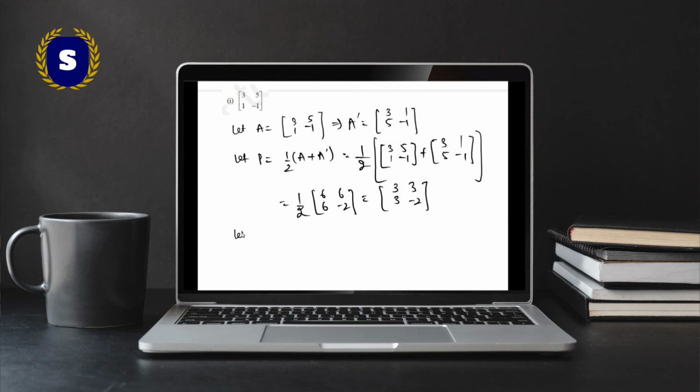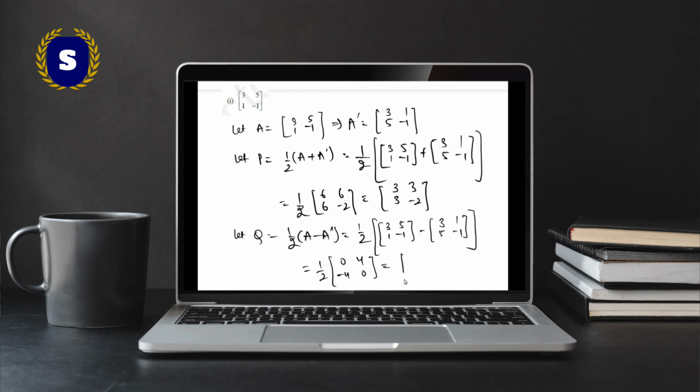Okay. Let another matrix be Q, which is equal to half of A minus A transpose. That comes out to be 3 1 5 minus 1 minus 3 5 1 minus 1. This is half of 0 4 minus 4 and 0. This comes out to be 0 2 minus 2 0. Right? This is a matrix Q, which is a skew symmetric matrix.